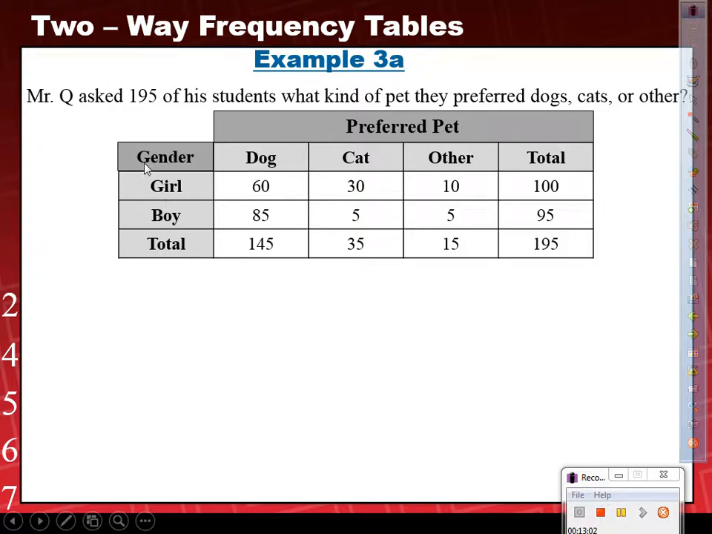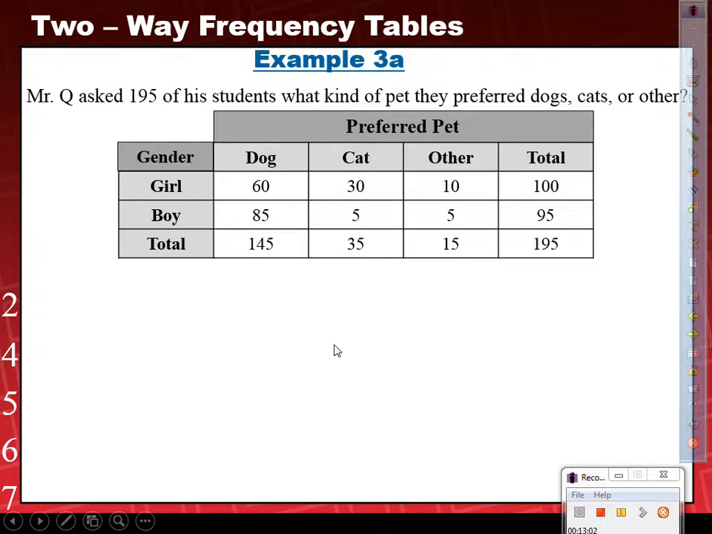So if I was to continue, we can actually get some totals by looking at this table and saying, okay, how many girls did Mr. Q interview? So let's see, girls, 60 dogs, 30 cats, 10 others. So how many total girls? 100. How many total boys? And the total of students was 195. But now we can also add this way. How many total students liked dogs or preferred dogs? 145, cats 35, and others 15.